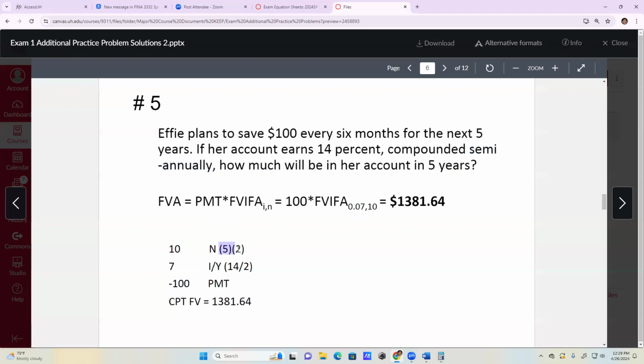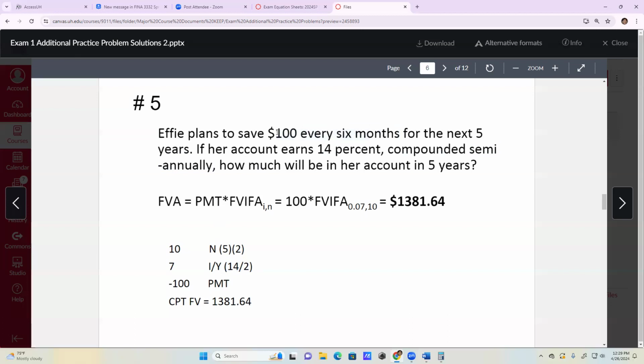You're gonna take the 5 years multiplied by 4, right? So it's gonna be 20 payments you're gonna receive in 5 years. How about the interest? You're gonna divide by 4, right? Payment right here, it's already in terms of semi-annually.